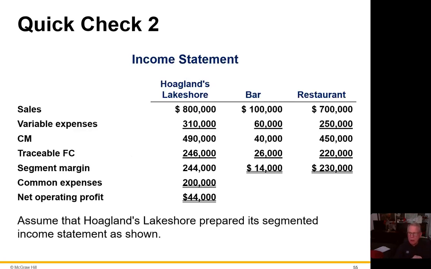Now we have a series of quick checks here, and we'll see how that looks. Here, we've got an income statement for Hoagland's Lakeshore, and it's comprised of a bar and a restaurant. We're going to assume that Hoagland's Lakeshore prepared its segmented income statement as shown above. So we do have some common expenses and some rather big ones here. And then we have segment margins here. Now the bar is making some money, certainly not as much as the restaurant.